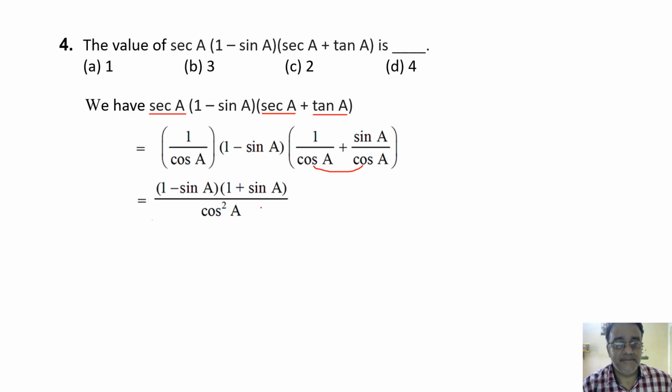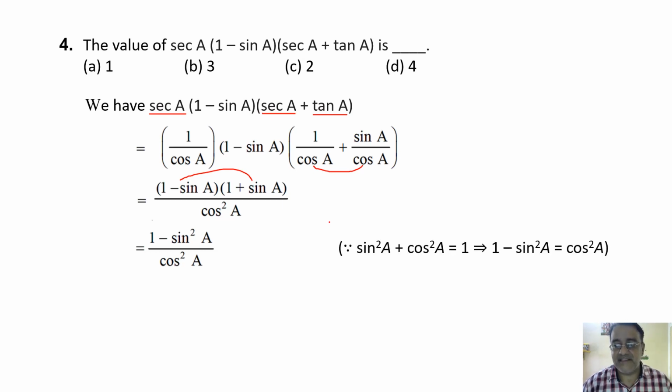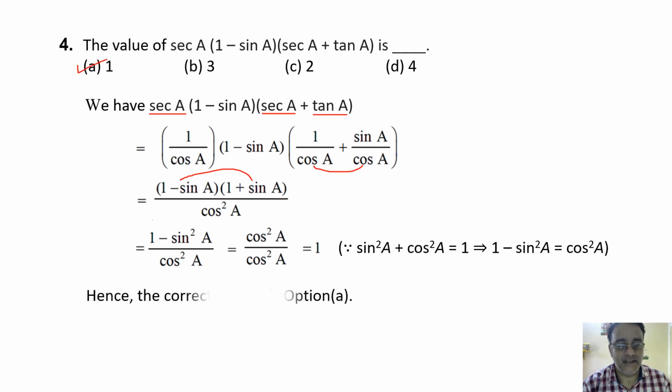Any doubt in this step? No, sir. Okay. Now 1 minus sin A into 1 plus sin A will become 1 minus sin square A. Now what is 1 minus sin square A? Cos square A. Right. 1 minus sin square A is cos square A. So the final answer is 1. So which option is the correct one? Option A. Right.